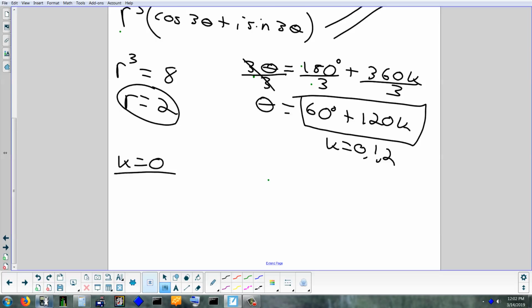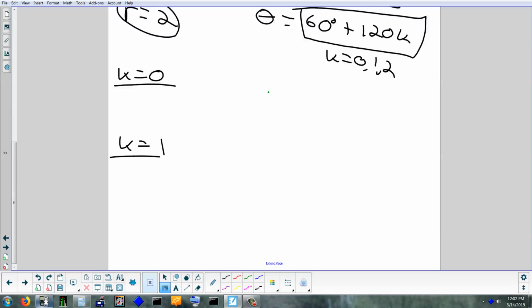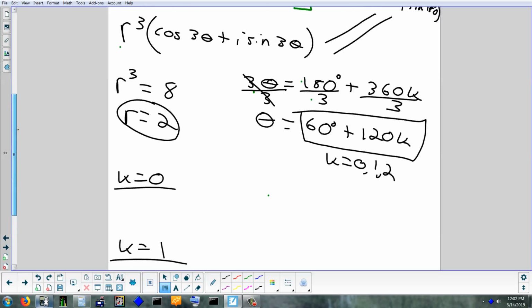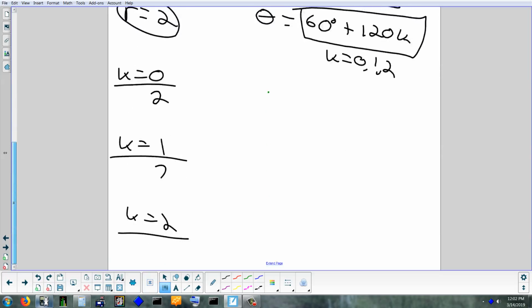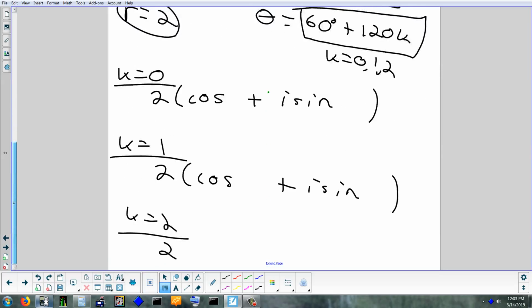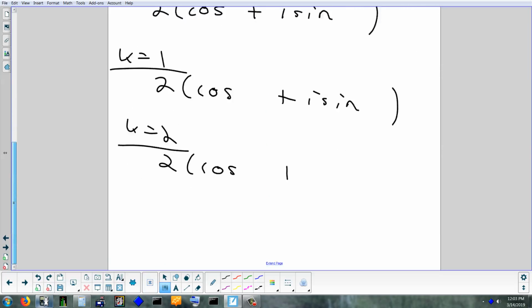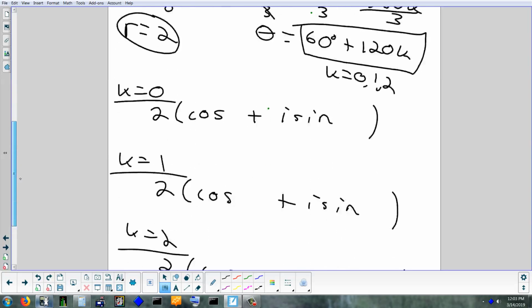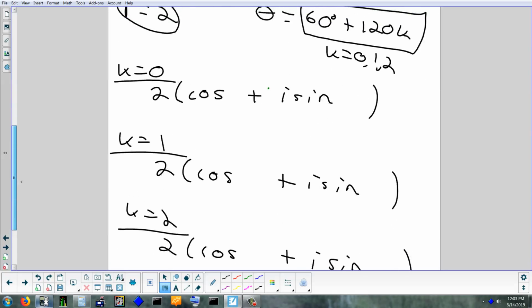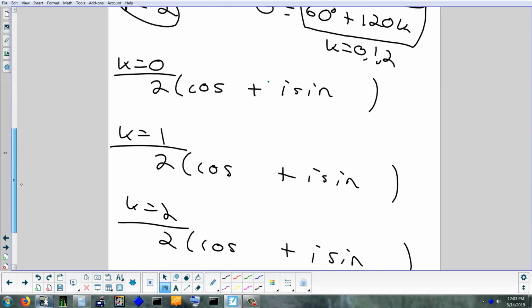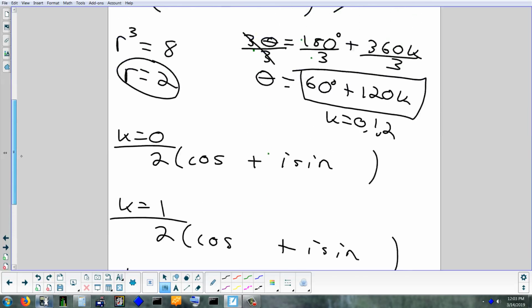K equals 0, k equals 1, k equals 2. What's going to be my radius each time? 2. Just copy this over a bunch of times: cosine, i sine, cosine, i sine. Keep writing it out. That's why you're probably going to have one similar to this on the test, like a cube root, because at least it's only 3 answers. It's not like 8 or 9.